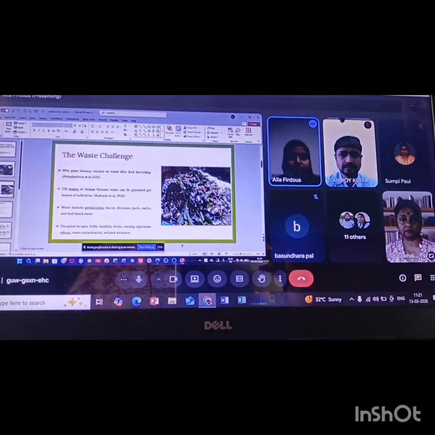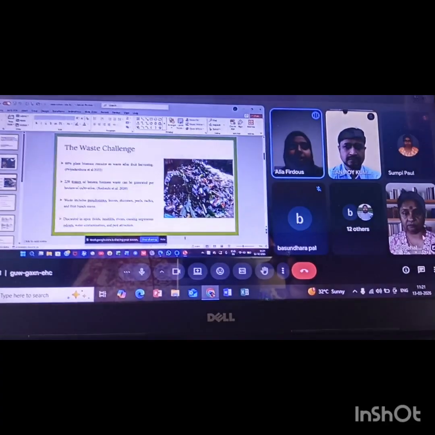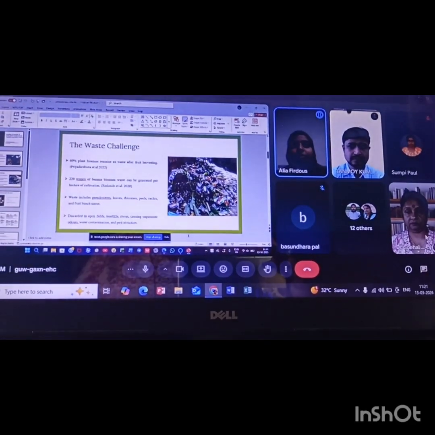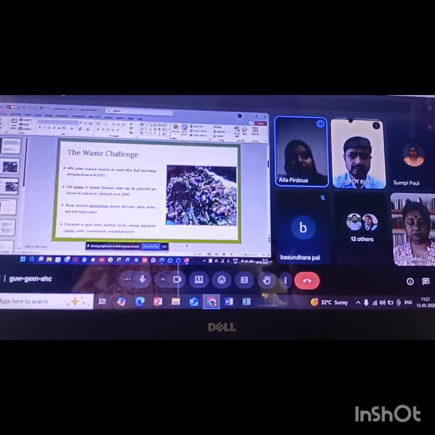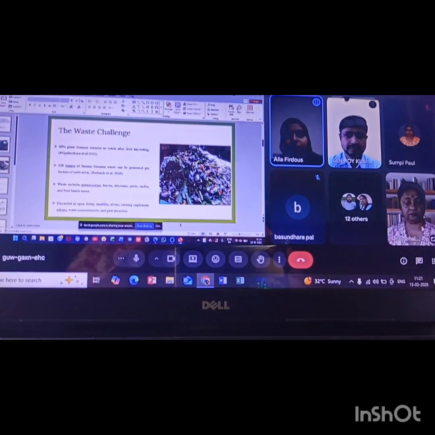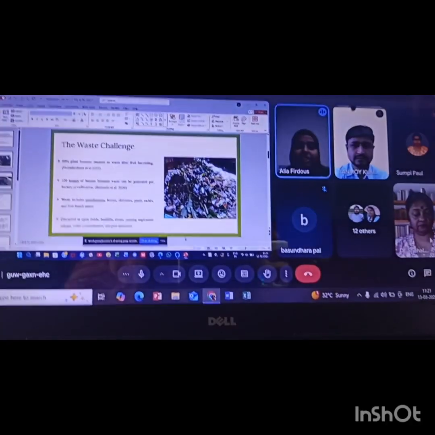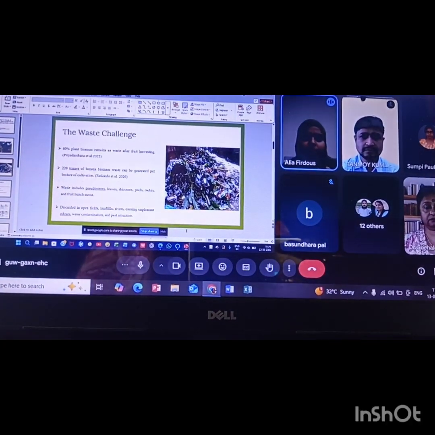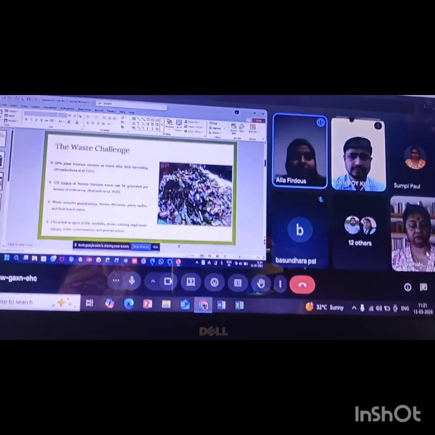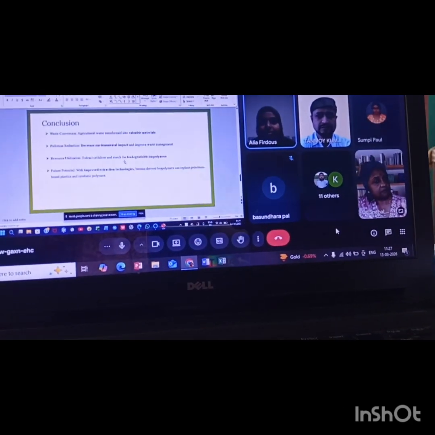Now, the main challenging part is the waste. 60% of plant biomass remains as waste after fruit harvesting. 220 tons of banana biomass waste can be generated per hectare of cultivation as per studies. These wastes include reducing the greenhouse gas emissions.